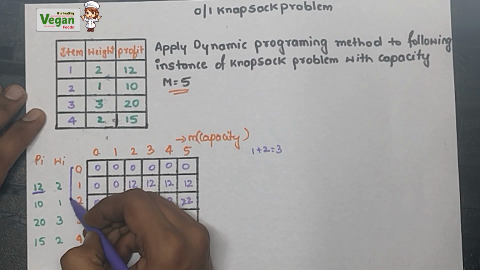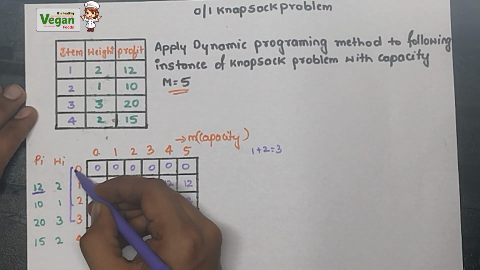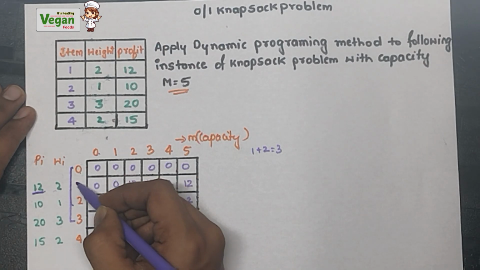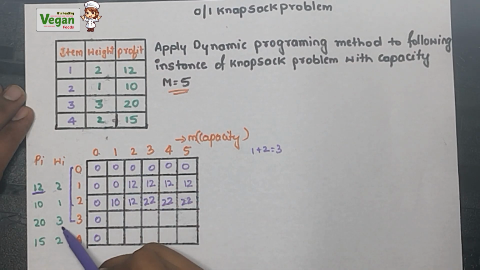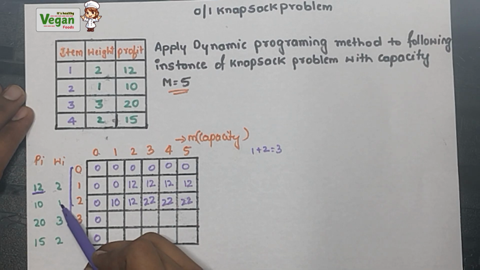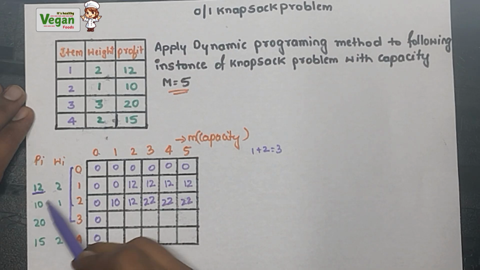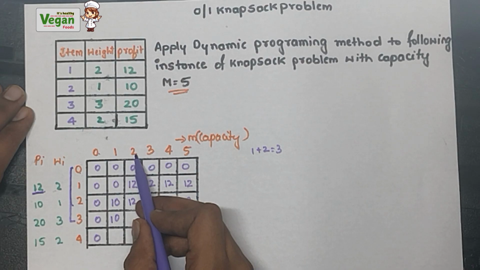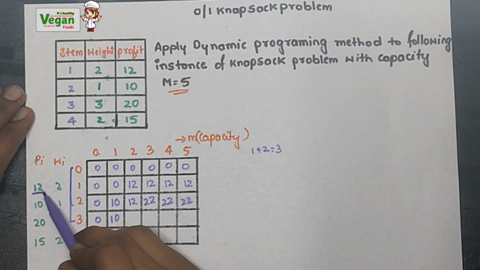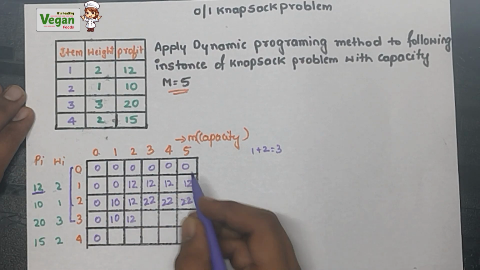Now, while considering the third item, we must consider all of the above also, the second object also, first object also. Capacity is 1. Therefore, I can't fill the third item because its weight is 3. I can fill the second item because its weight is equal to 1. Its profit is 10. Next, 2. Capacity is 2. I can fill the first item. Therefore, its profit is 12.